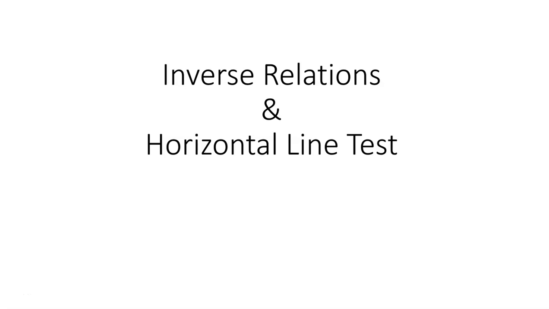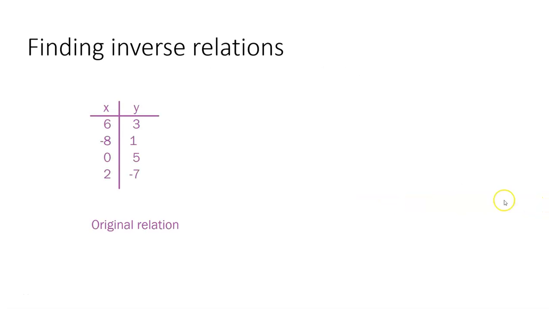Let's take a look at inverse relations, and later on a horizontal line test to see if we can find an inverse function. First, inverse relations. Here's a simple XY chart with an original relationship. X is on the left, Y is on the right. To find the inverse relation, we simply invert X and Y.